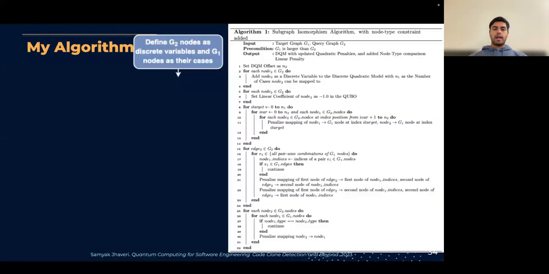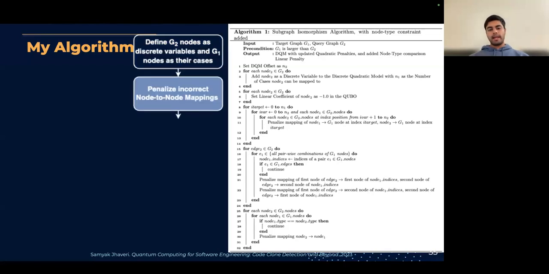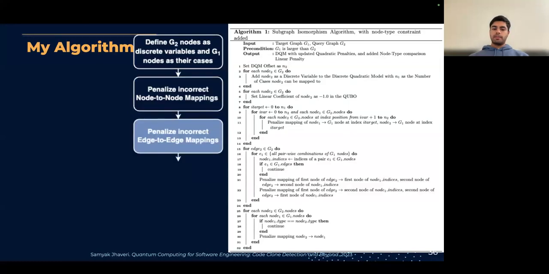Coming to the algorithm, I'll just go over the algorithm once and then go into the detail of the individual components. Starting with defining G2 nodes as discrete variables and G1 nodes as their cases. Because we're using a DQM, a discrete quadratic model from the D-Wave Ocean suite, we are defining the nodes of G2 as the discrete variables that can be mapped to any of the nodes of G1, which are the possible cases that they can be mapped to. And then we're penalizing the incorrect node-to-node mappings, and then penalizing the incorrect edge-to-edge mappings.